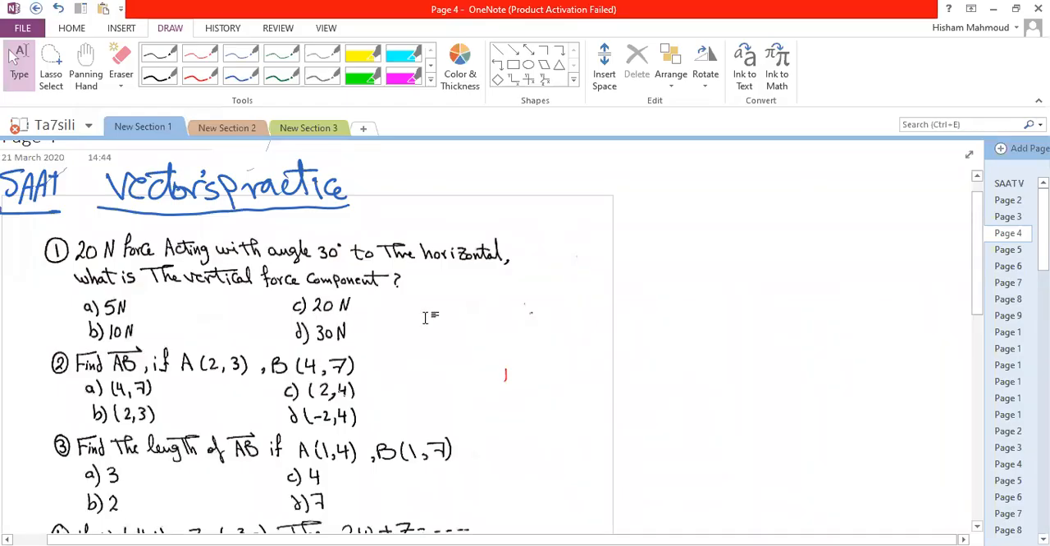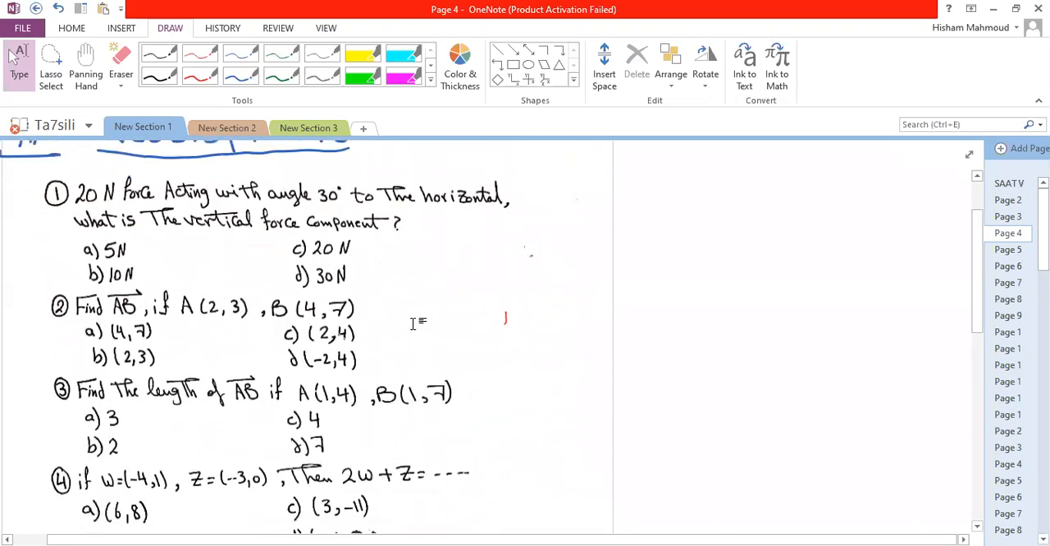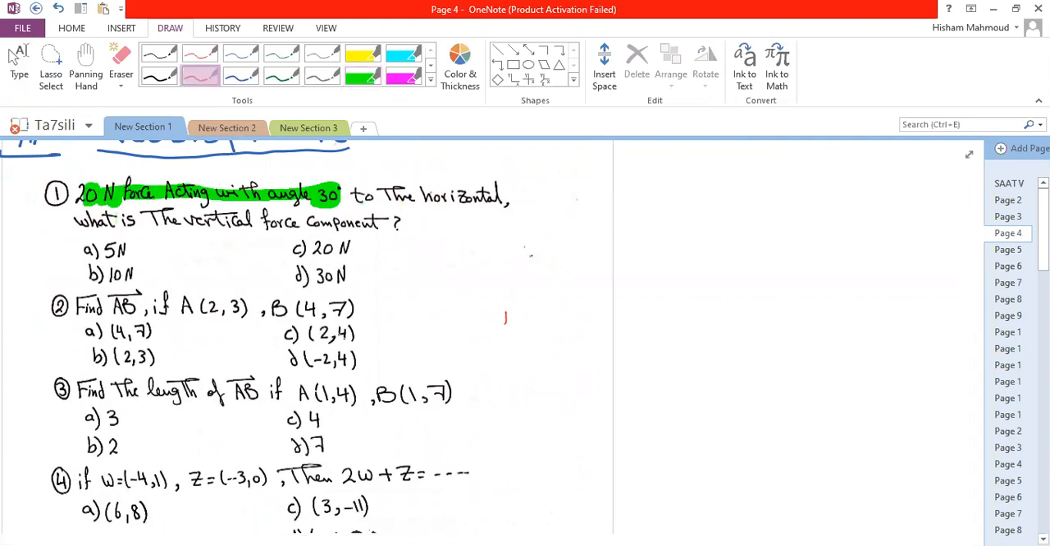Here we have some vectors practice related to the SAT. Question number one is asking about a 20 Newton force acting with an angle of 30 degrees to the horizontal, and here is the magnitude of the force. To the horizontal means with the x-axis direction.